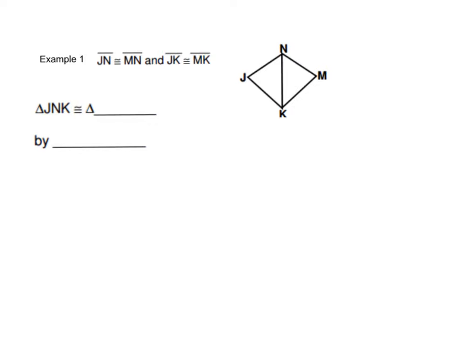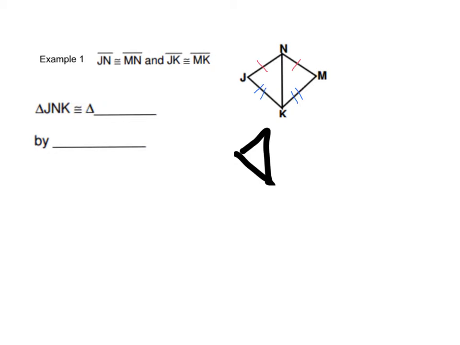All right, let's look at this first example. Anytime they give you information, you always want to make sure that on the actual picture you mark what they're telling you. Here they say that JN is congruent to MN, and they also tell me that JK is congruent to MK. Notice I marked these to be congruent. Now, we're trying to prove that these triangles are congruent. Is there another line that both of these triangles have in common?